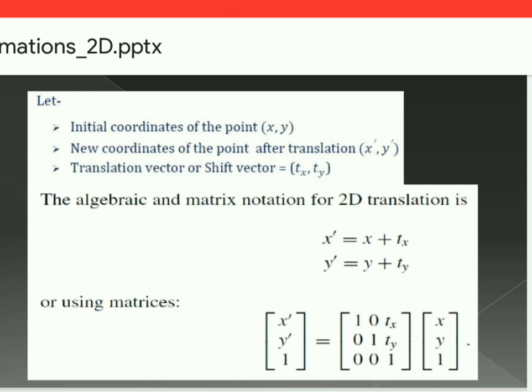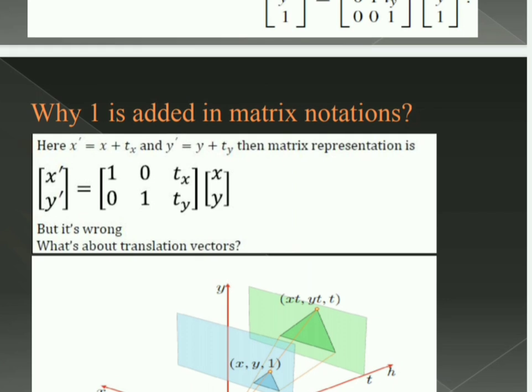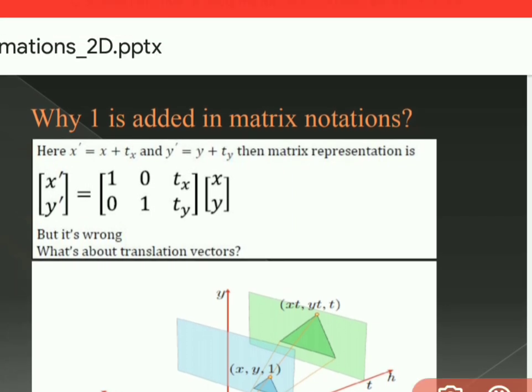So there is a reason. First understand why we add 1 in the matrix notation. According to the algebraic equation, x dash is equal to x plus tx and y dash is equal to y plus ty. The matrix representation is x dash, y dash is equal to 1. 1 represents the coefficient of x, 0 the coefficient of y, as y is not involved in this equation, and tx is the translation vector. In the second row, 0 indicates the coefficient of x, as x is not involved in this equation. 1 indicates the coefficient of y, and ty is the translating vector. x and y indicate the initial coordinates of the point.